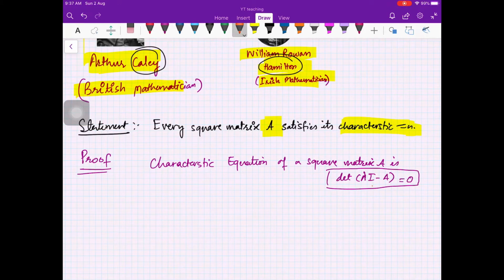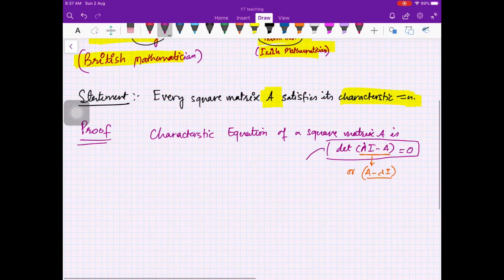Now this is your choice. You can write it as A minus lambda I also. It doesn't make any difference because on the right hand side you have a 0. So you can write it as lambda I minus A or A minus lambda I. This is your choice. So this is the characteristic equation of a square matrix A. So let us prove that the matrix A actually satisfies this equation, right?